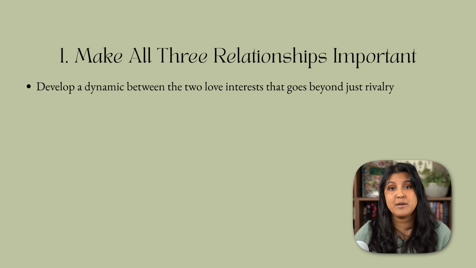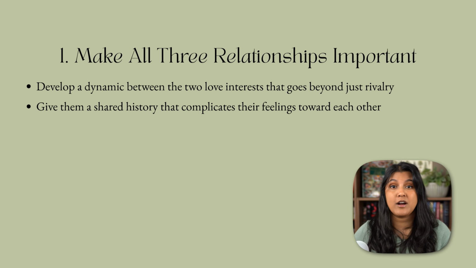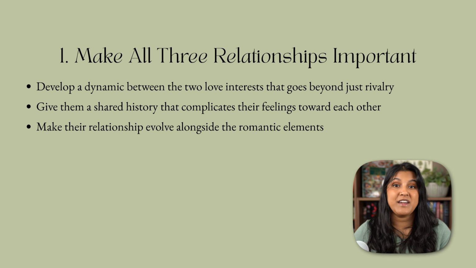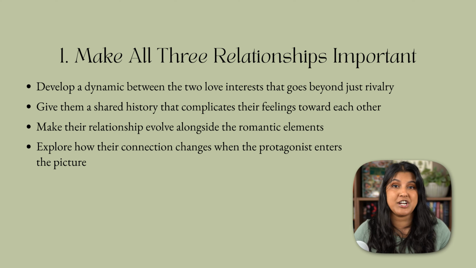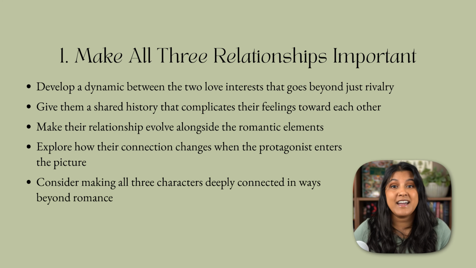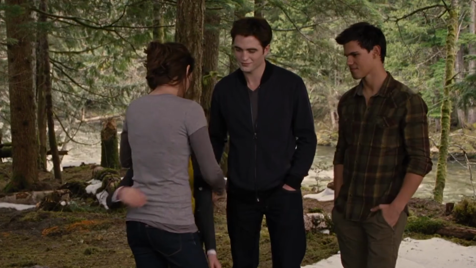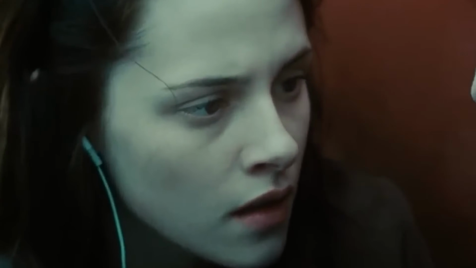The most common mistake in love triangles is focusing exclusively on the 2 romantic relationships while ignoring the third side of the triangle, the relationship between the love interests themselves. To incorporate this, you can develop a dynamic between the 2 love interests that goes beyond just rivalry, give them a shared history that complicates their feelings toward each other, make their relationship evolve alongside the romantic elements, explore how their connection changes when the protagonist enters the picture, and consider making all 3 characters deeply connected in ways beyond romance. What if Edward and Jacob were actually secret best friends before Bella came into town?